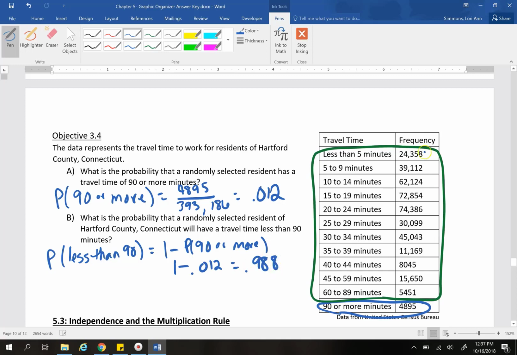Another option is you could have added each of these up and then divided by the 393,186. You would have got this answer. It just would have taken you a little longer.